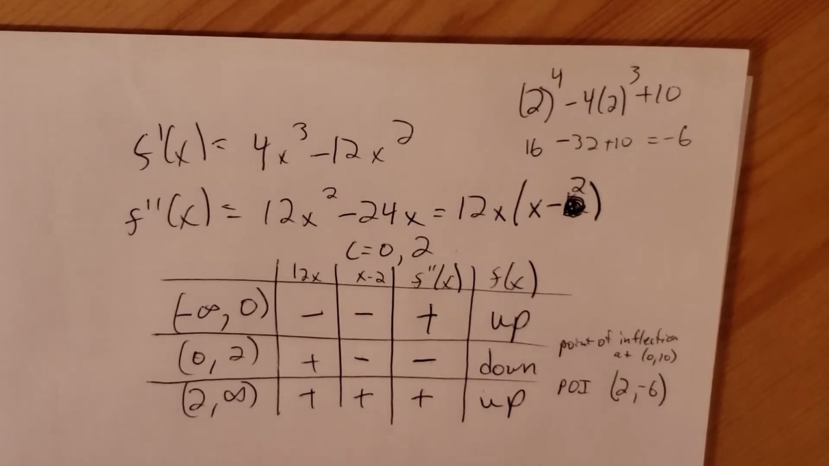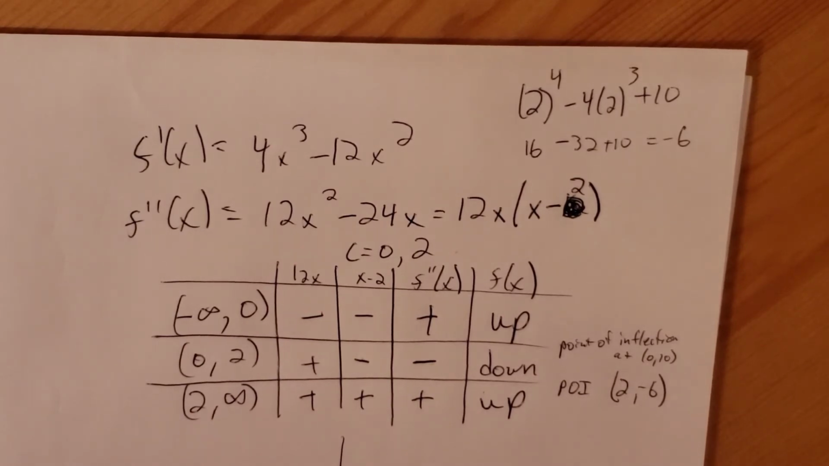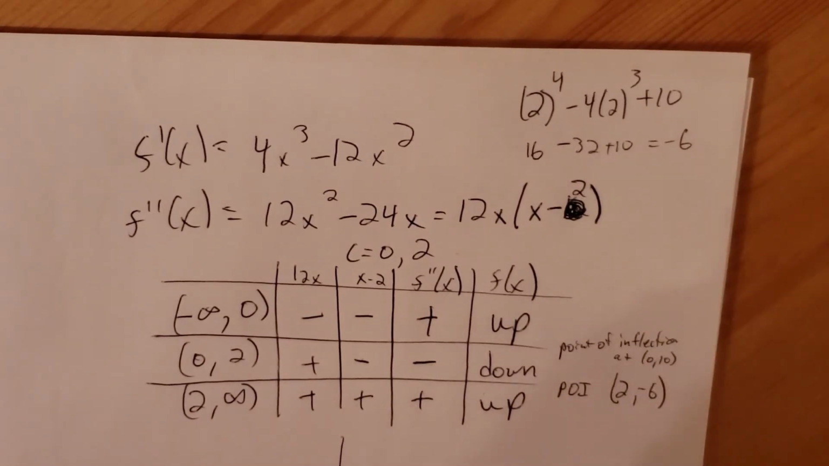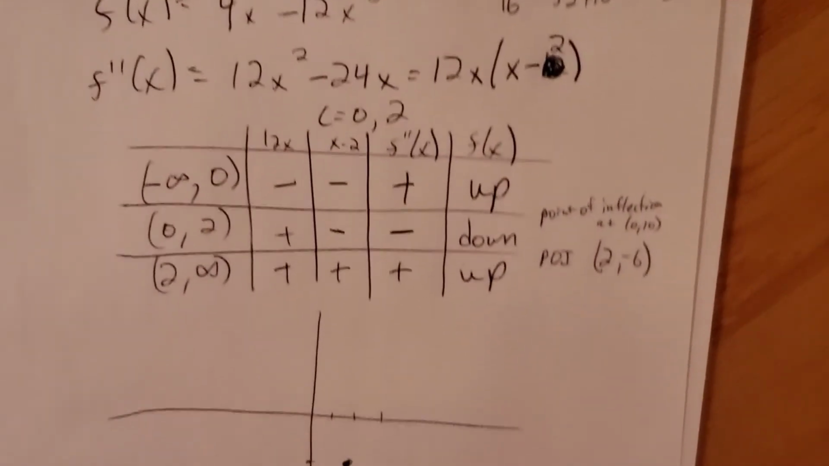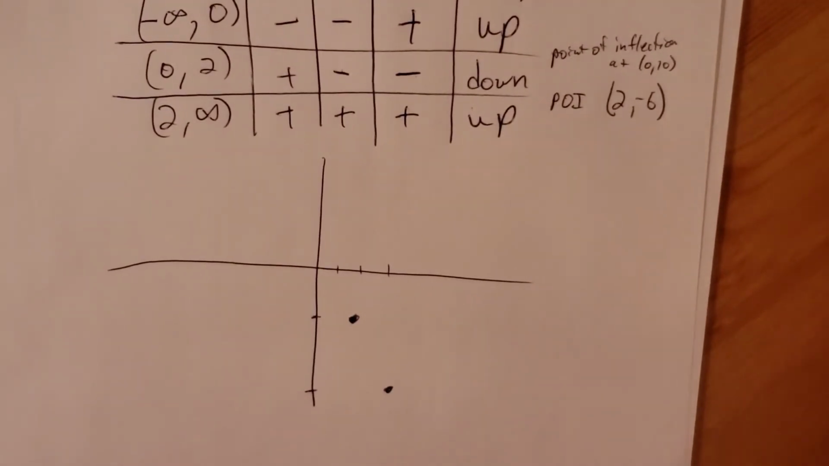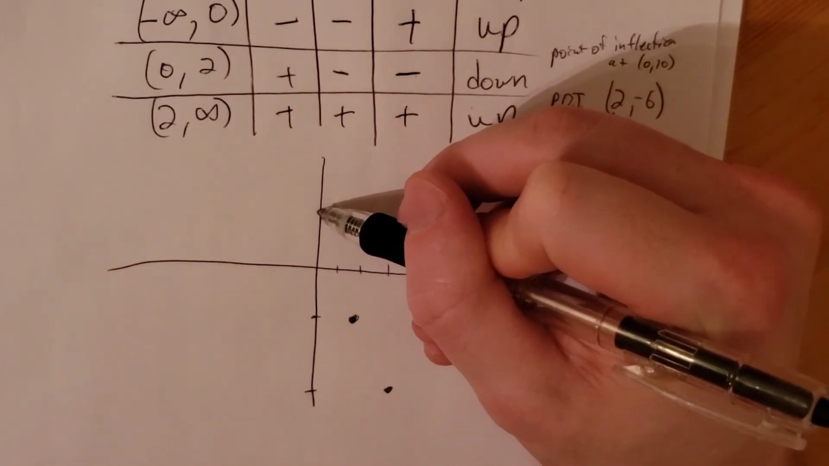Now let's put all of that information together. We want to graph our function. We have a minimum at 3, negative 17. So 1, 2, 3, and then negative 17, which we'll say is down here. We're just getting a quick sketch. We have a point of inflection at 2, negative 6. Let's just put that about here. And we have another point of inflection at 0, 10. So we can put that about here.